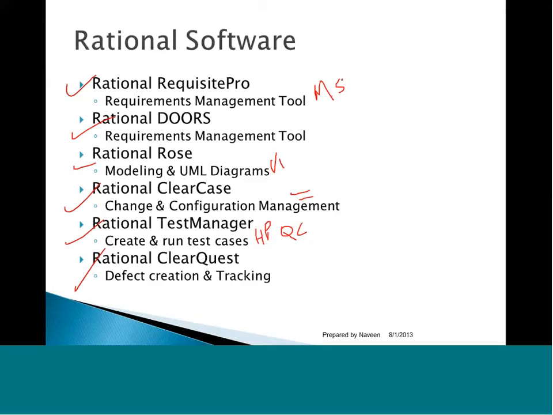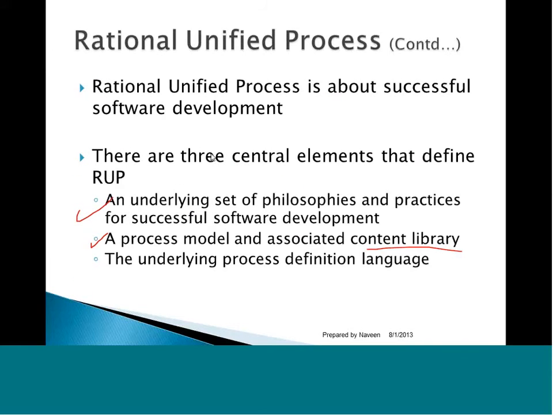For example, I told you about a tool called VersionOne. The other day we did take a quick look at it, within which they create user stories and product backlogs. So there are so many alternate tools that organizations are using, and pretty much the Rational suite of software, RequisitePro, DOORS, etc., are not used in the industry. So that is the associated content library.